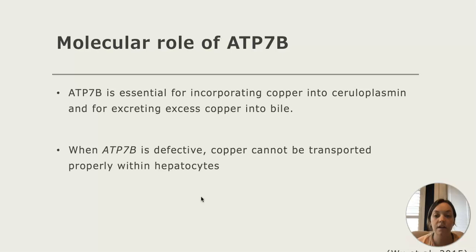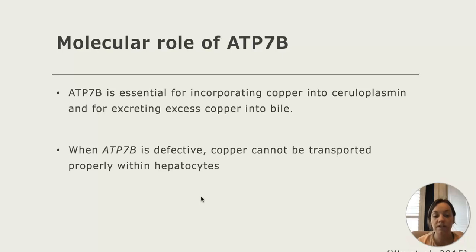So here we talk about the molecular role of the ATP7B gene and how copper moves throughout our body. Copper is absorbed from the food we eat. It enters the bloodstream, and from there it is delivered to the liver. Copper then enters the liver cells through a transfer protein called CTR1, and then once inside the liver cell, the ATP7B gene helps incorporate copper into ceruloplasmin, which is a copper-binding protein that carries copper to tissues in the body via the bloodstream and helps transport the copper in and out of the liver cells.